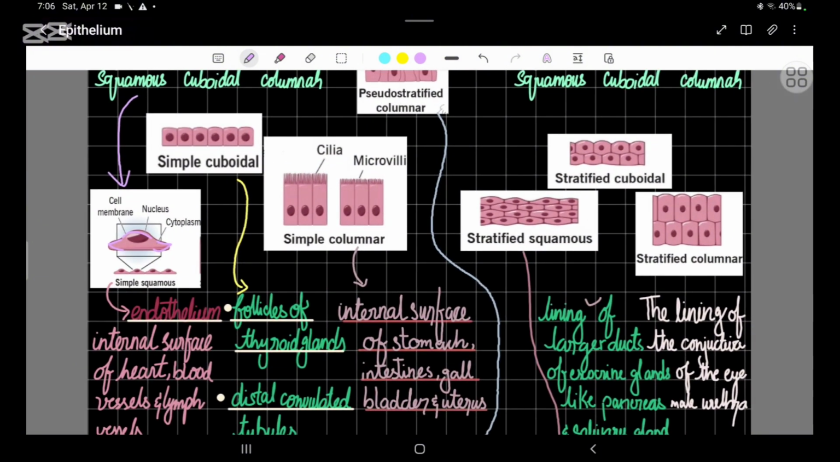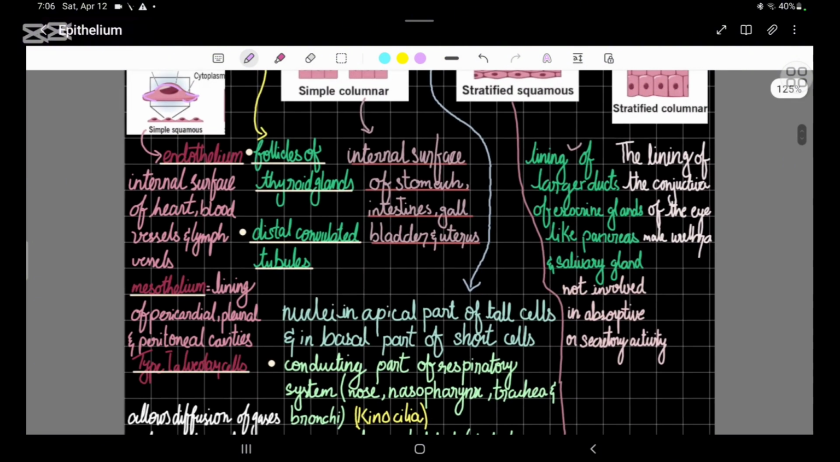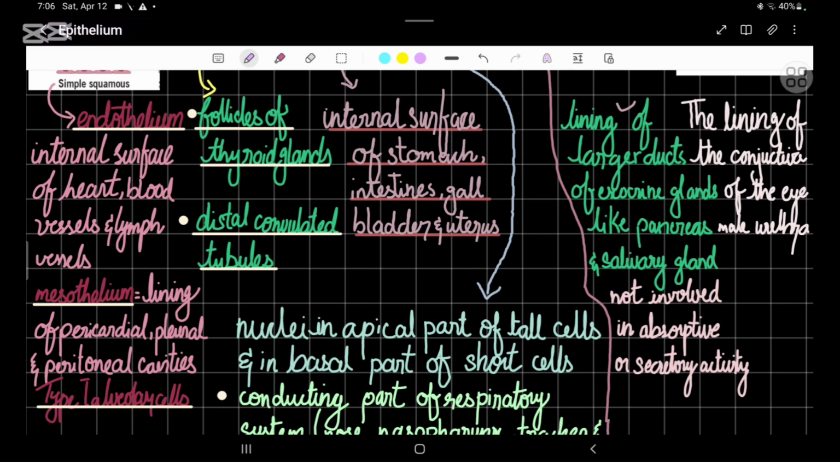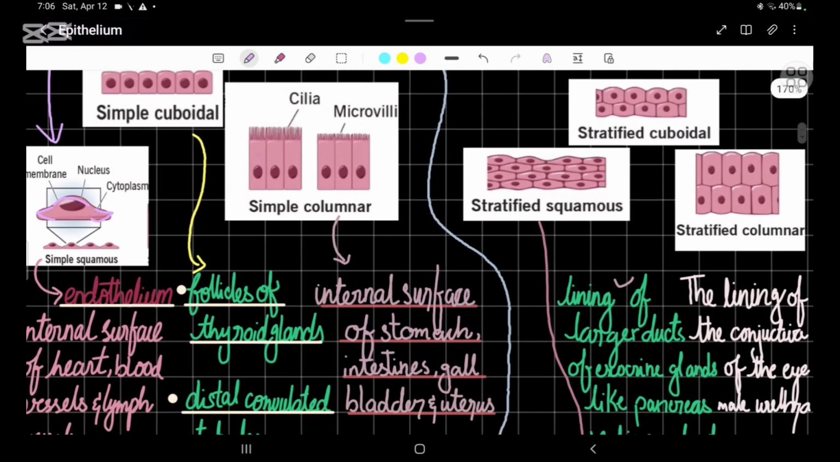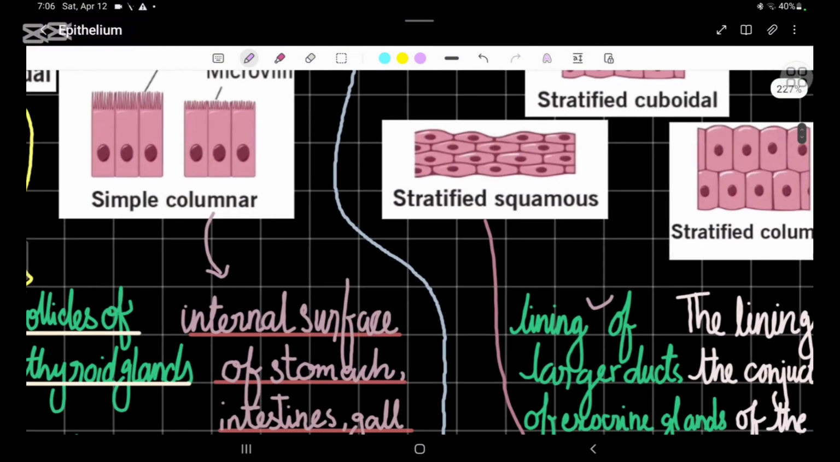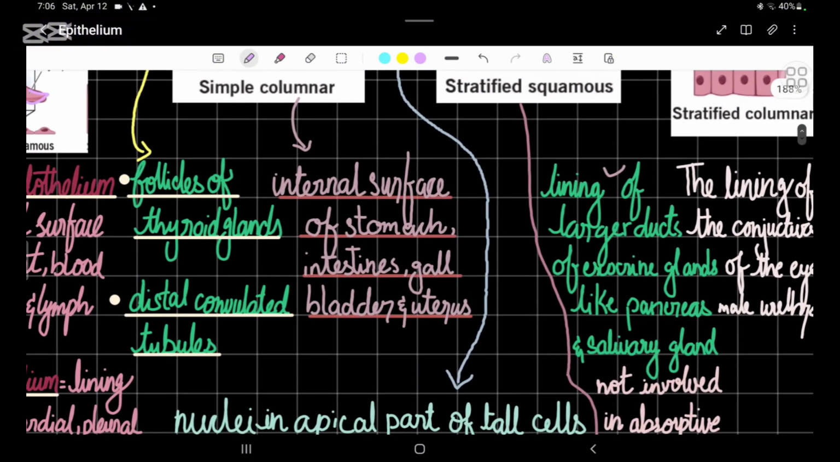Simple cuboidal cells are found in the follicles of thyroid glands and the distal convoluted tubules. These are the only examples you need to remember, although I have told you that type 2 alveolar cells are also present in this category. Then coming to the simple columnar cells. Simple columnar cells line the internal surface of the stomach, intestine, gallbladder, and uterus. That's the whole thing you have to remember.